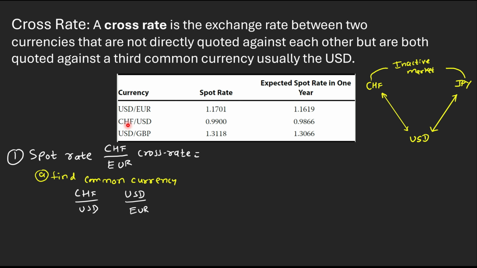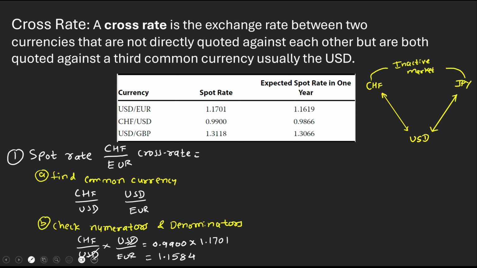Now, check numerators and denominators. That is step number 2. For the spot rate CHF and EUR, we have CHF in the numerator. Whenever we have our pairs for those currencies, we want to make sure the CHF is in the numerator, and the EUR is in the denominator. So we have CHF and USD, and then we have USD and EUR. EUR is in the denominator, so we can move forward with the calculation.